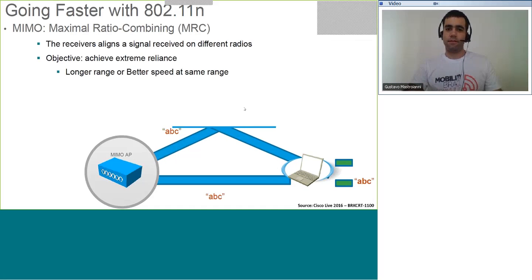Also, we have MRC, maximal ratio combining. The receiver aligns the signals received on different radios. It is one of the features that helps the client to have better performance and a better data rate. At the same time, the AP will send on different radios to the client. The client will hear it and see that it can improve its performance during transmission.